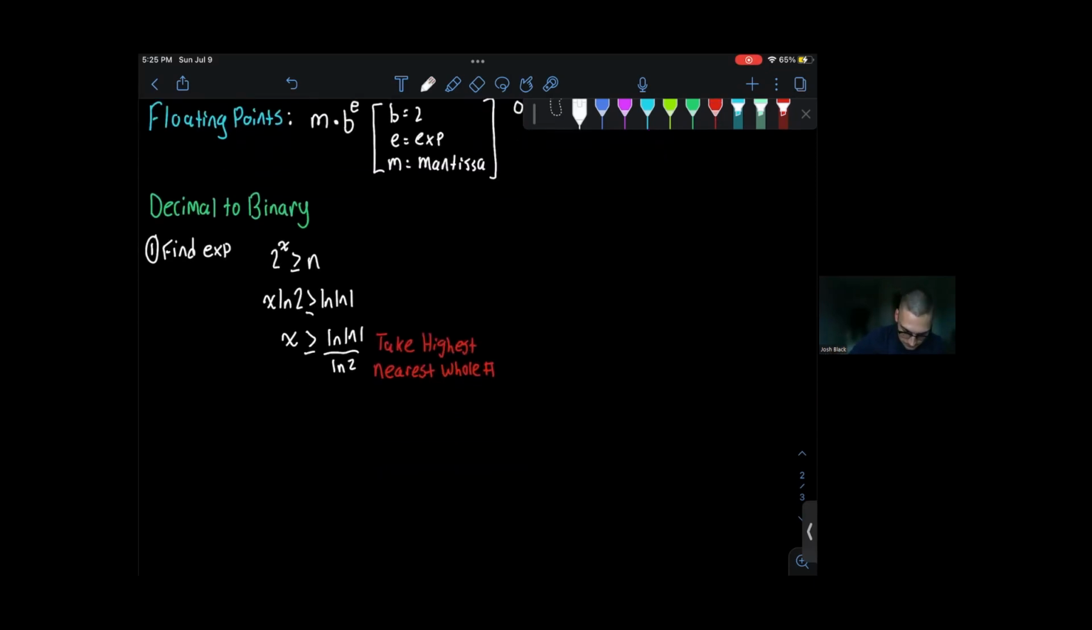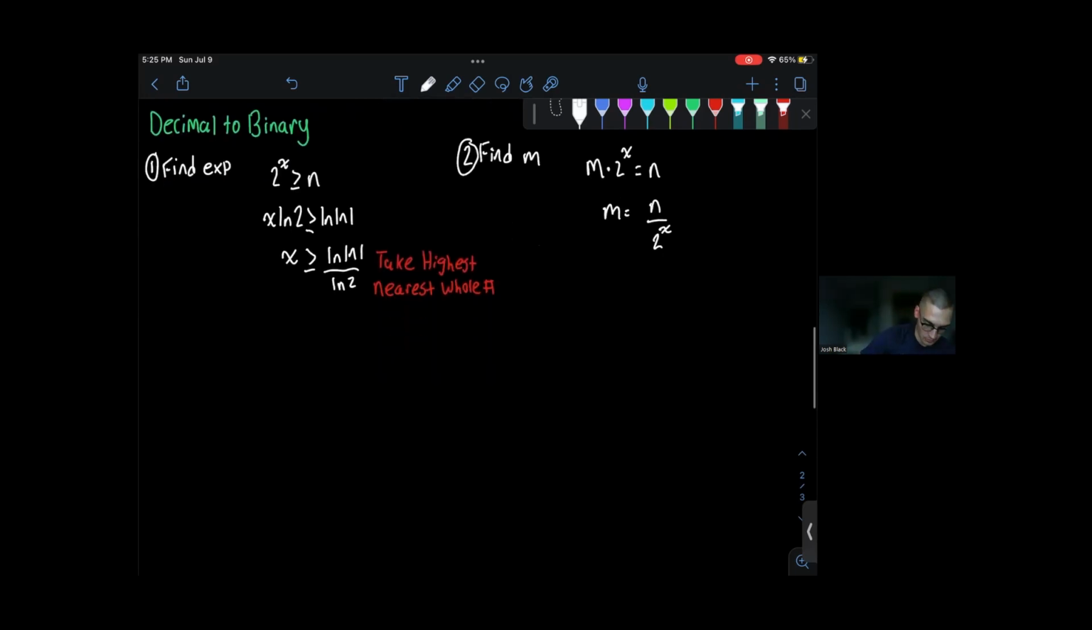Now, step 2, find our mantissa. The way we do this is, well, we know our mantissa multiplied by 2 to the power of x, which we just found, has to equal our number n. This is very easy. You take your mantissa, you equate it to n divided by 2 to the x. Perfect. We found our mantissa. Step 3, convert it to binary.